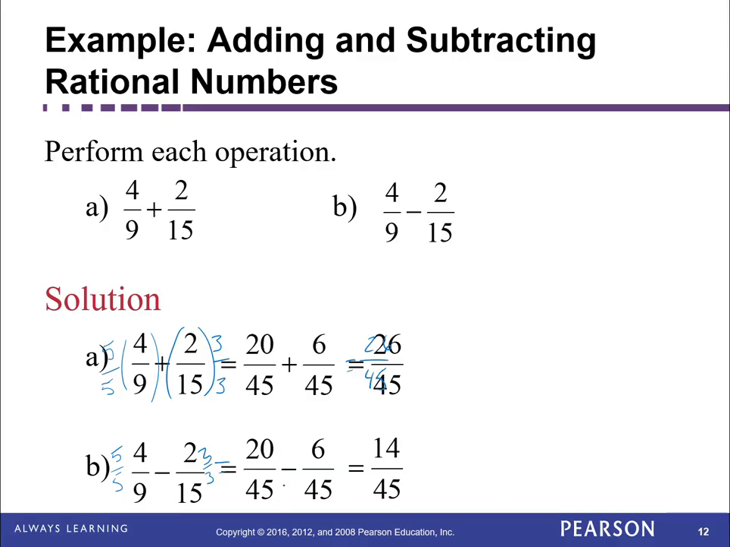To get 20 over 45 minus 6 over 45. Now 20 minus 6 is 14. You don't subtract the denominators though, you just keep the same denominator there. So it's 14 over 45.